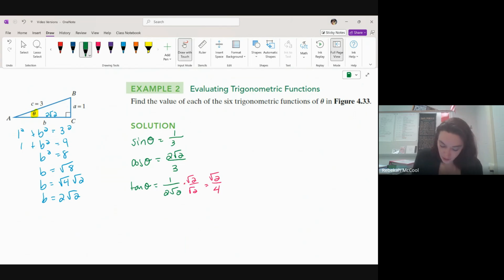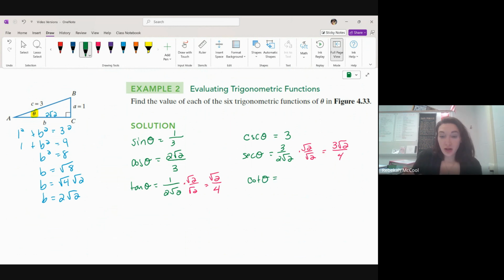Okay, the other 3 trig functions, so then cosecant would be 3 over 1, or just 3. Secant would be 3 over 2 root 2. Same idea though, if we want to rationalize that denominator, multiply by root 2 over root 2, we end up with 3 root 2 over 4. And then cotangent, we're going to flip it. So again, our denominator here is just going to end up being 1. So cotangent would just be 2 root 2.